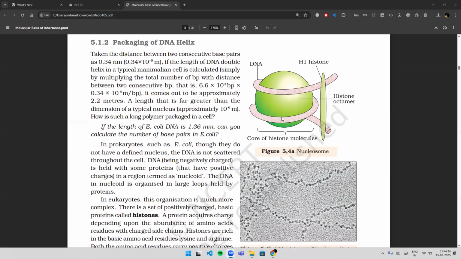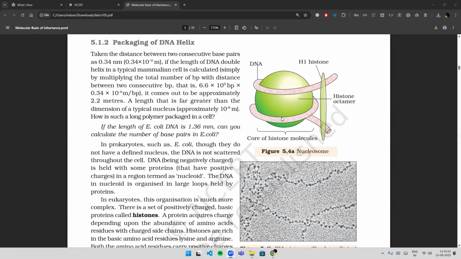5.1.2 Packaging of DNA helix. Taking the distance between two consecutive base pairs as 0.34 nanometer, the length of the DNA double helix in a typical mammalian cell is calculated simply by multiplying the total number of base pairs with the distance between two consecutive base pairs, that is, 6.6 into 10 to the power 9 base pairs multiplied by 0.34 into 10 to the power minus 9 meter per base pair. So it comes out to be approximately 2.2 meters, a length that is far greater than the dimension of a typical nucleus, approximately 10 to the power minus 6 meter.